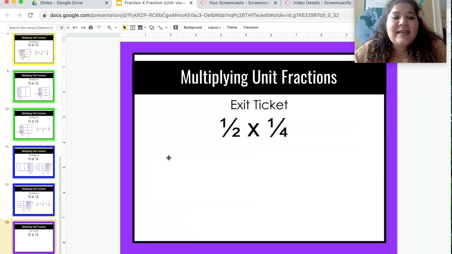All right, and that's it for today. Here's your exit ticket, 1/2 times 1/4. Go ahead and solve it with an area model and with the numbers.